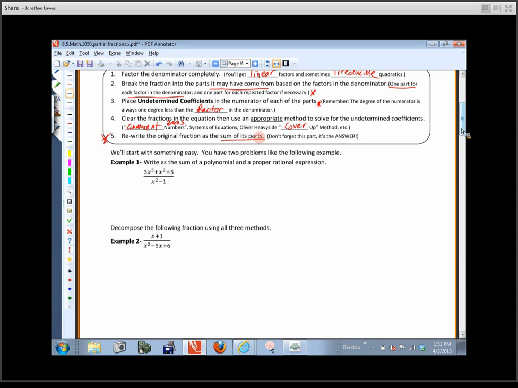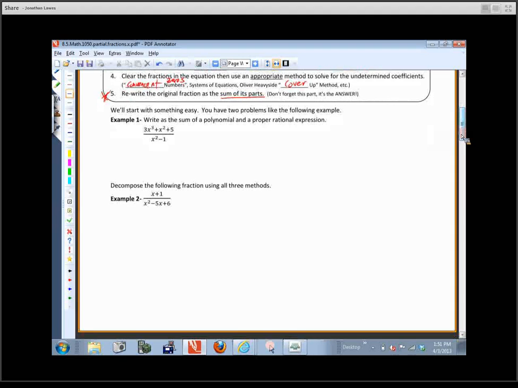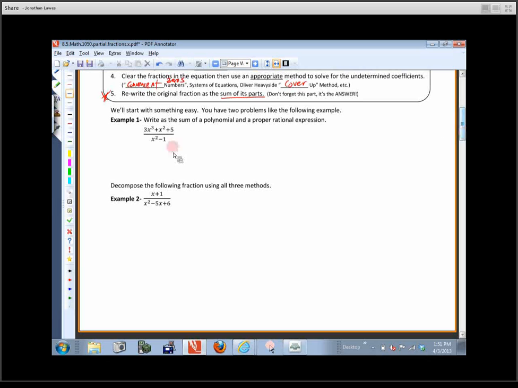Okay? So we're going to start with something very easy. It's not partial fraction decomposition. It's a problem that you already know how to do. It says, write as the sum of a polynomial and a proper rational expression. That's just code for do long division.